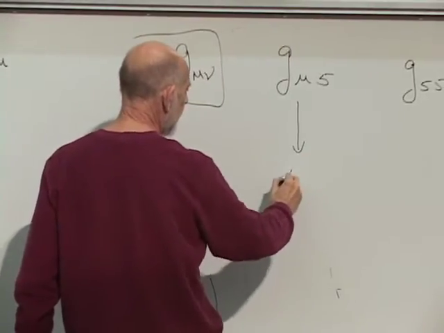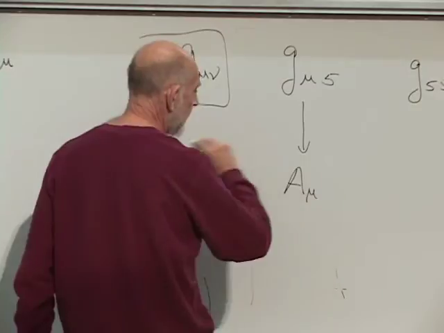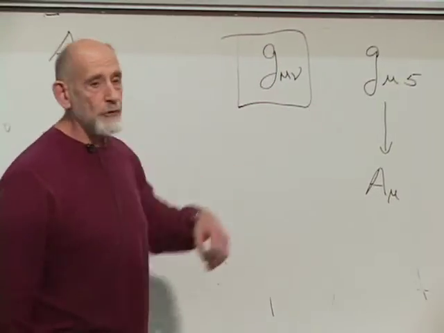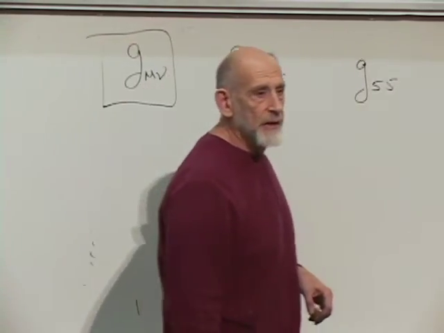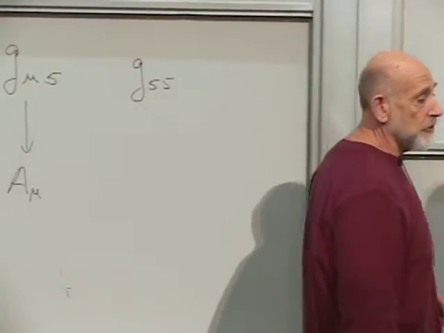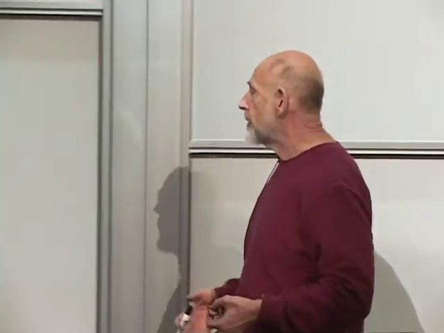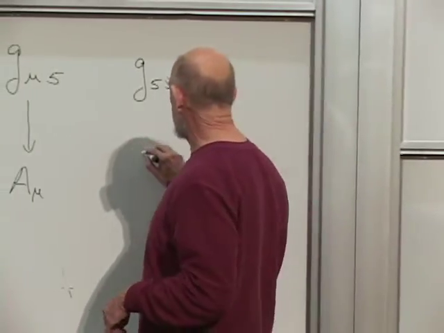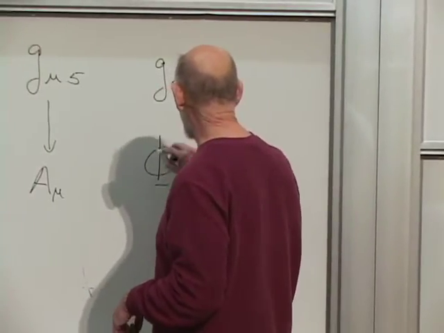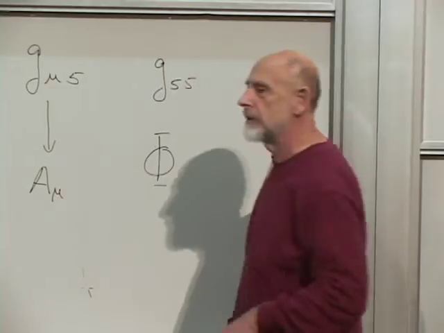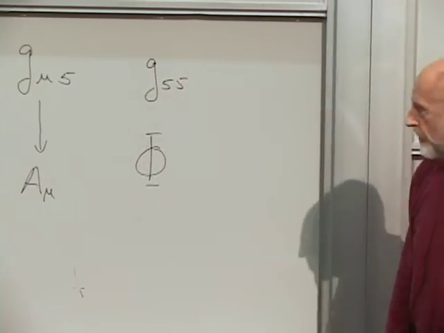Let's make that identification, because that is the correct identification. And what about G55? That has no components in the usual four-dimensional sense, so it must be a scalar. That scalar is usually called phi. It's called a dilaton, but it's almost always called phi.